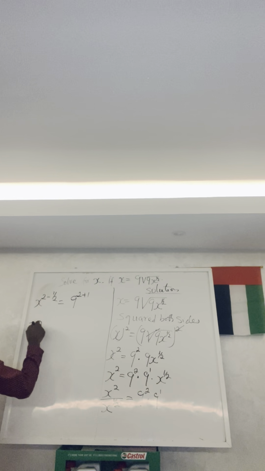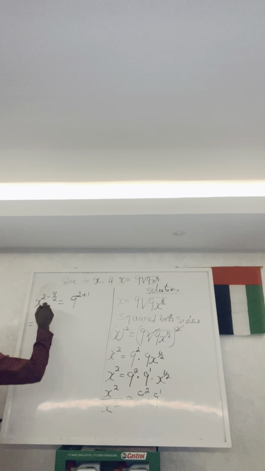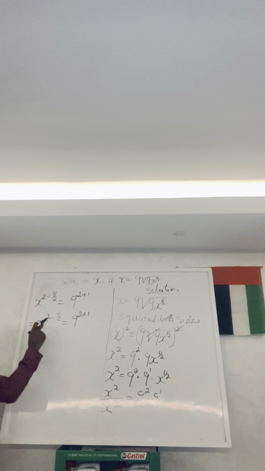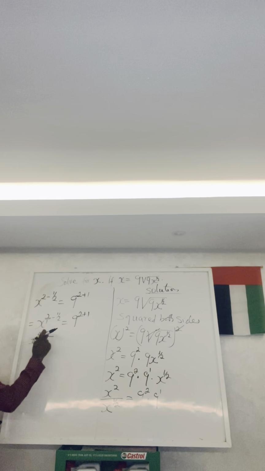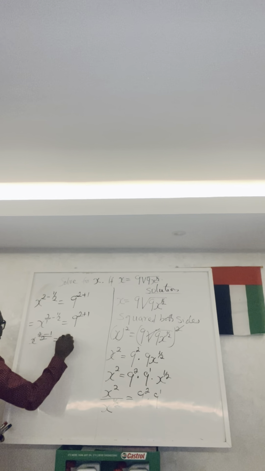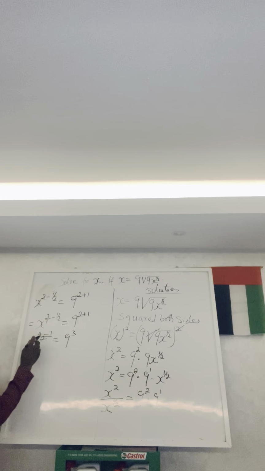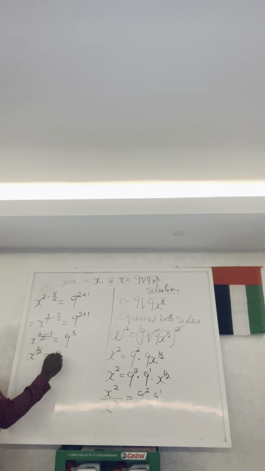Here now will be x raised to the power of, if you balance this as a total fraction, 2 over 1 minus 1 over 2, equals 9 raised to the power of 2 plus 1. The LCM of 1 and 2 here will give us 2. If this 1 is divided by 2, we have 2. 2 times 2 is 4, minus 2 divided by 2 is 1, 1 times 1 is 1, equals 9 raised to the power of 2 plus 1, which is 3. So x raised to the power of 4 minus 1 gives us 3 over 2, equals 9 raised to the power of 3.